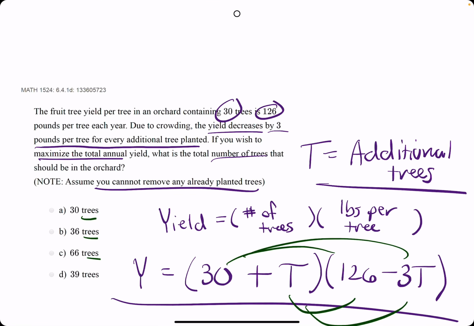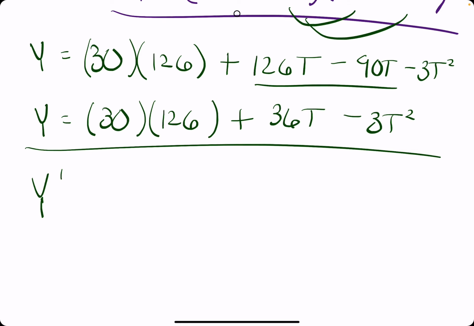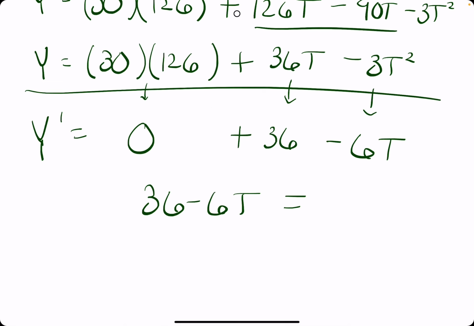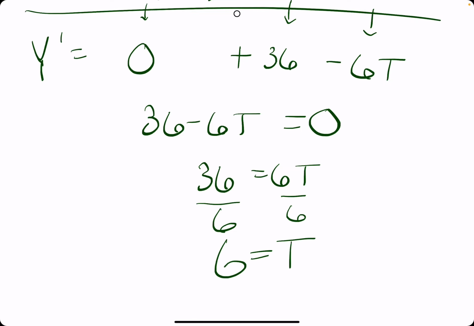And because we're finding the maximum of the yield, we want to find its derivative, y prime. So a constant, again, goes to 0. 36t goes to 36. Negative 3t squared goes to minus 6t. So we have 36 minus 6t for y prime. We set it equal to 0, and we solve for t. So I'll add 6t to the other side, divide by 6. And we get t equals 6.